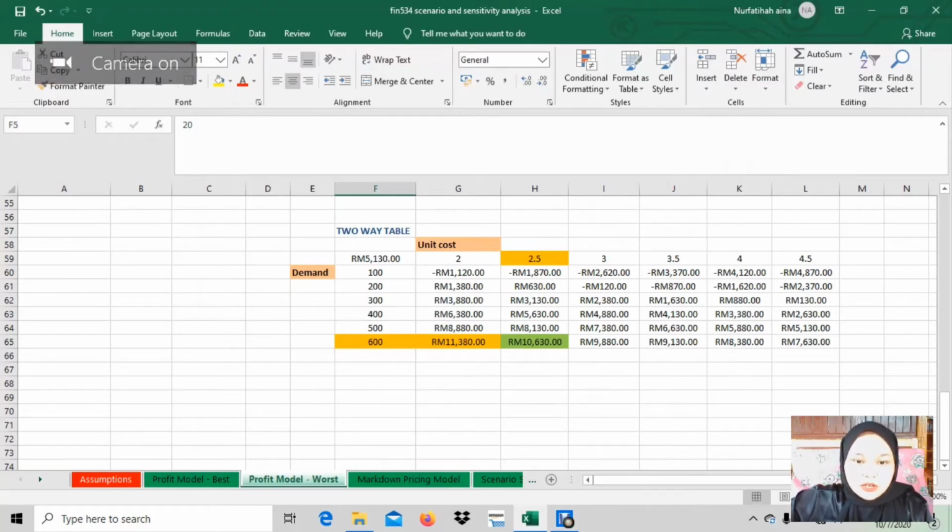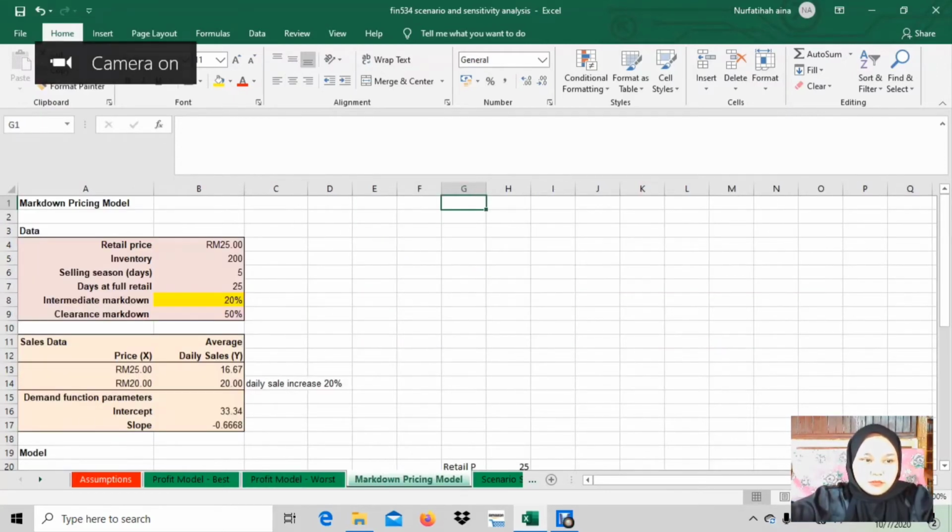I need to do a lot of promotion activity for me to achieve the 600 units of demand of the stocking. Next is the markdown pricing model. This model is conducted to determine the best discount rate to be charged for my customer.